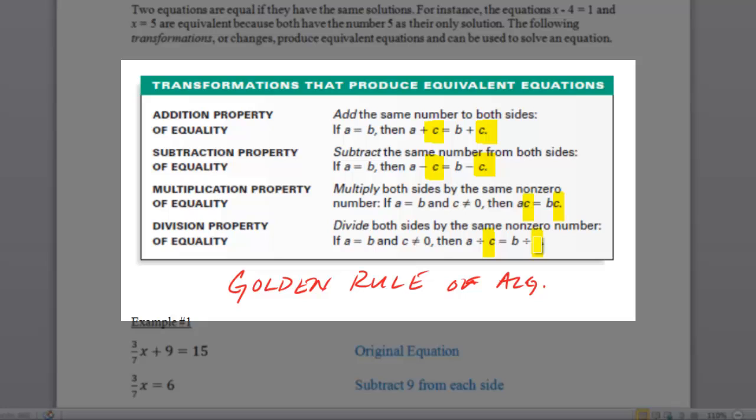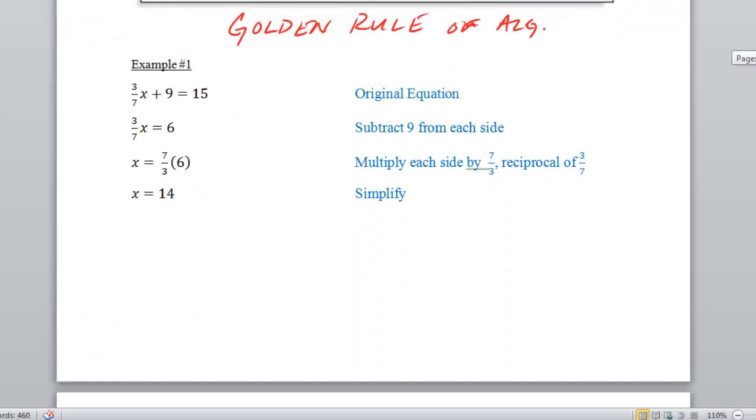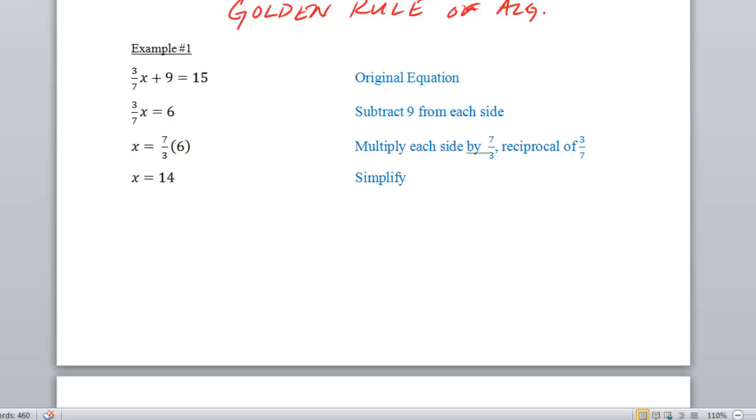And so you can see just through the highlighted actions, every single time the equation is changing because we are doing the same operation to both sides. And so that's the golden rule of algebra. Whatever you do to one side, you have to do to the other side as well. So let's take a look at our first example here. In example number 1, we have 3/7 x plus 9 equals 15.